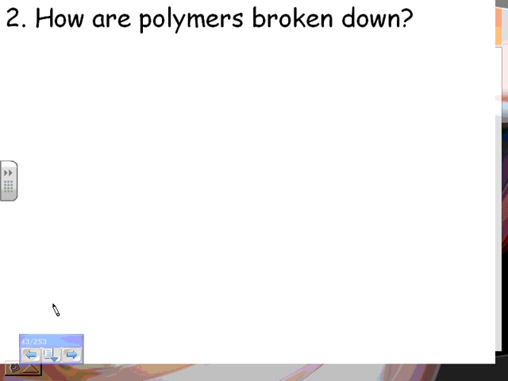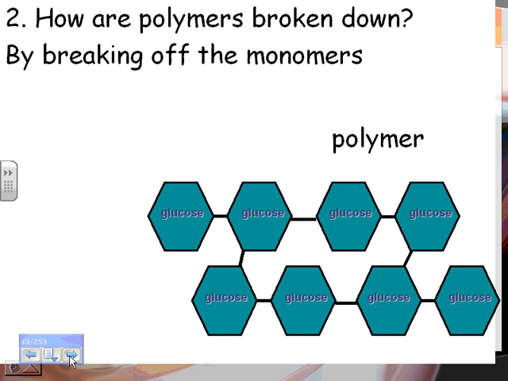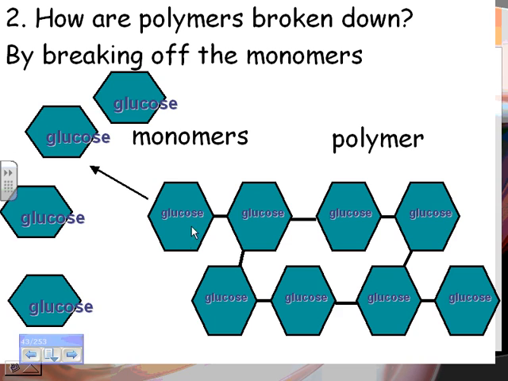And the reverse happens. How are polymers broken down? And so if you took out water to put monomers together, you're going to actually add water in to break them apart. So you break off the monomers. So this is the simpler part. You've got a polymer, and you break a bond here, and you break a bond here, and you break a bond here, and you're releasing individual monomers, or in this case monosaccharides, the monosaccharide glucose. And if you kept going, you'd get even more glucose molecules.